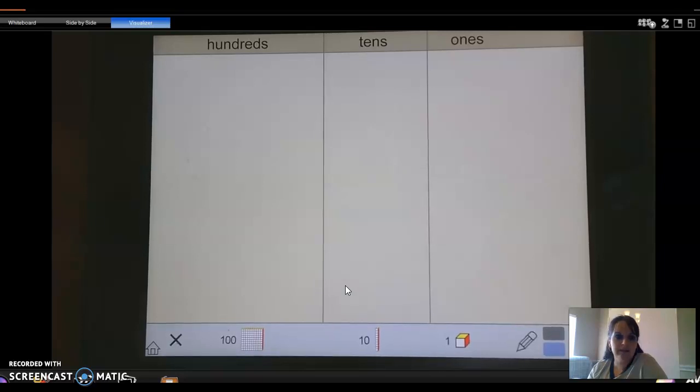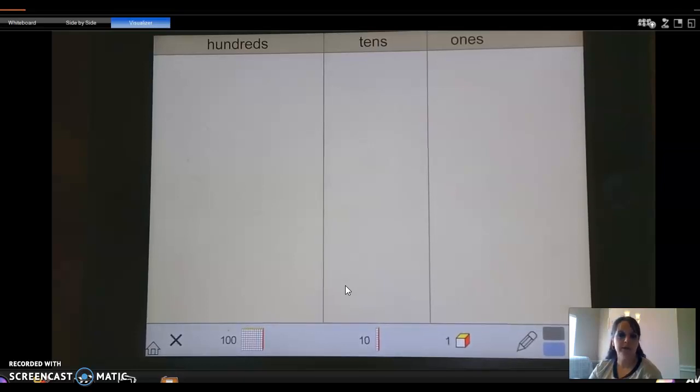This week's math lesson is going to focus on place value to 120. We're going to be building numbers with the manipulatives that I have right here. We're going to be working on standard form, expanded form, and word form of each number up to 120.